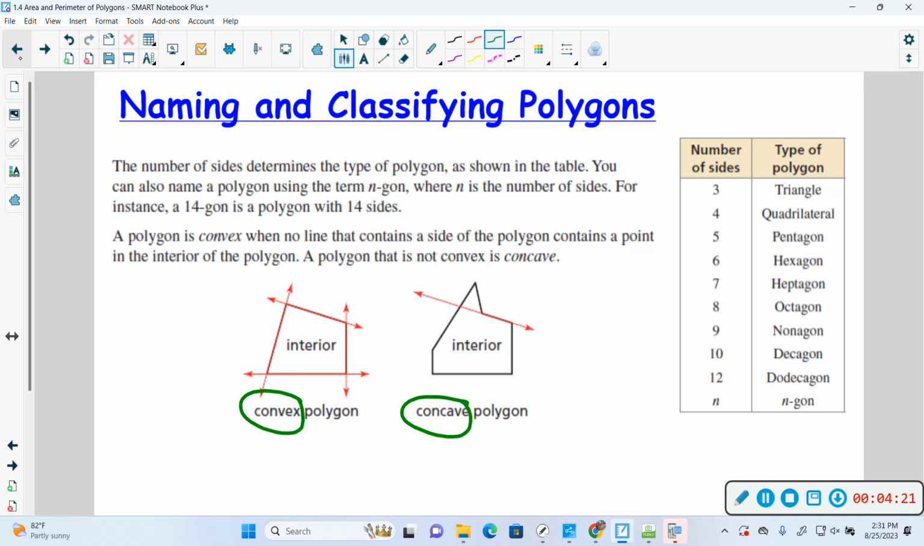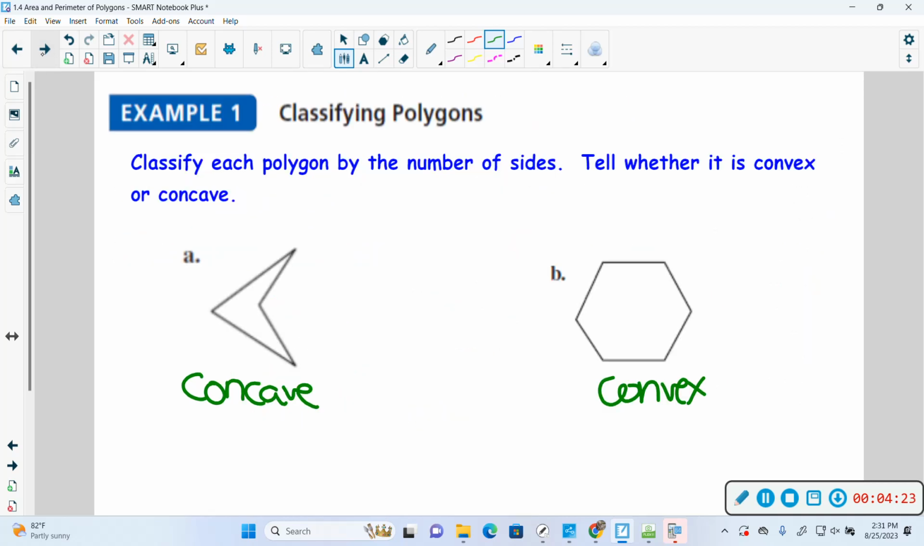Let me click to the next slide here. We are also going to classify by the number of sides. How many sides on this concave polygon? 4. So we're going to get fancy and call it a quadrilateral. On your homework, you might need to keep your notes handy because you're going to need the names of the figures if you don't have those all down quite yet. How many sides on B?